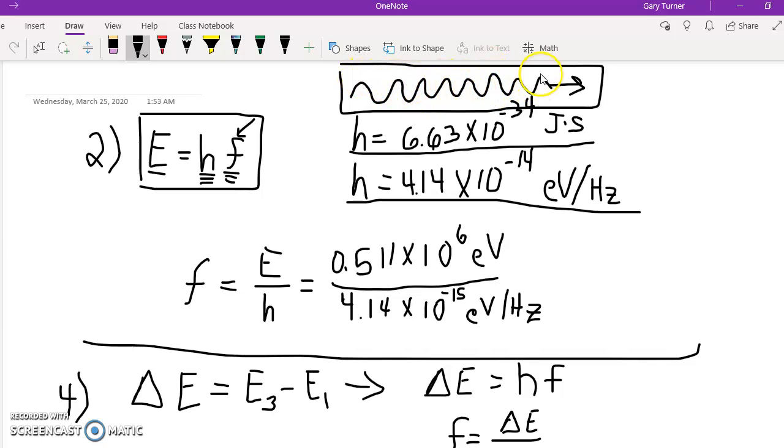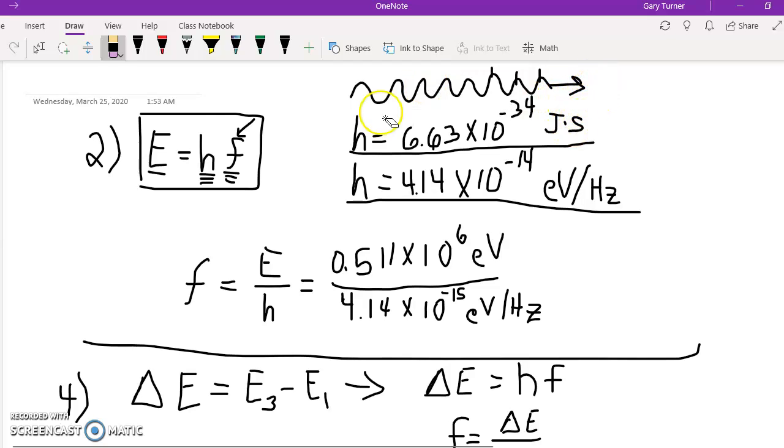So the frequency would be the number of these crests that pass a specific point. So imagine the wave is moving to the right, and I count the number of crests that pass my location per second, or cycles per second. That is what frequency is. It's the number of cycles that a wave goes through per second. Okay, so that's what the wave is. So if I know that frequency and I know Planck's constant, I can calculate the energy.